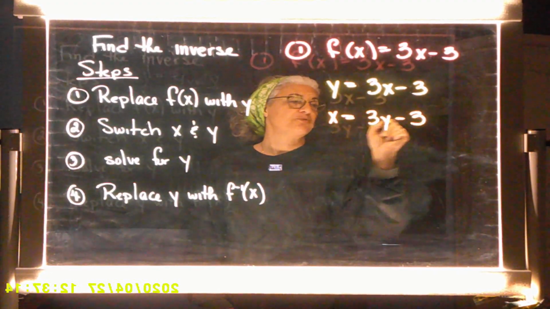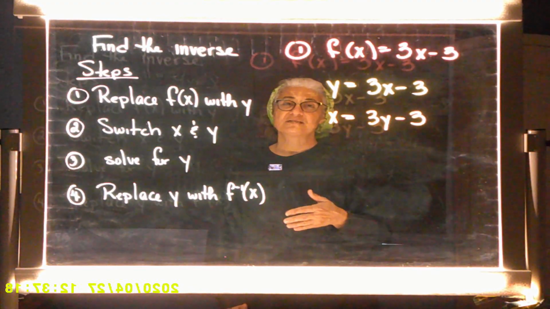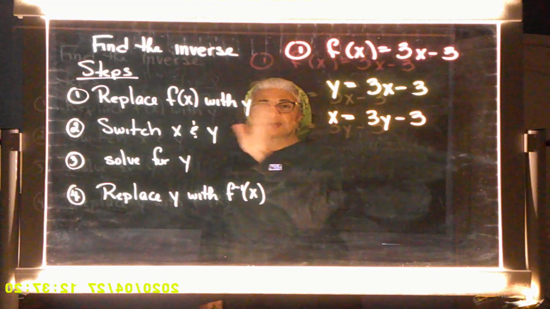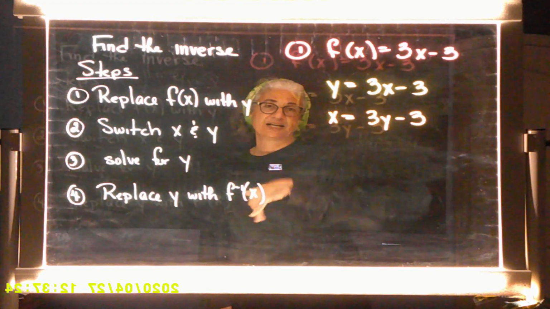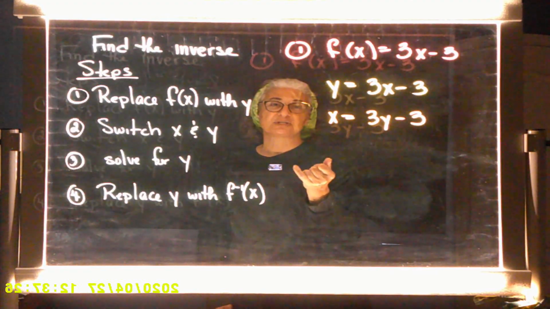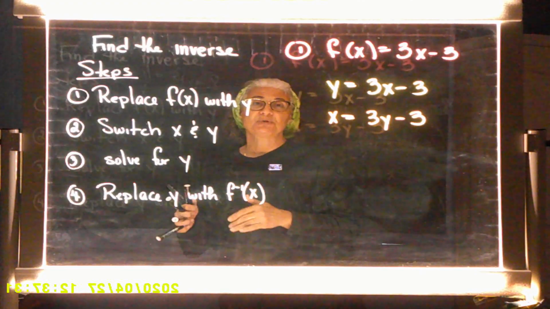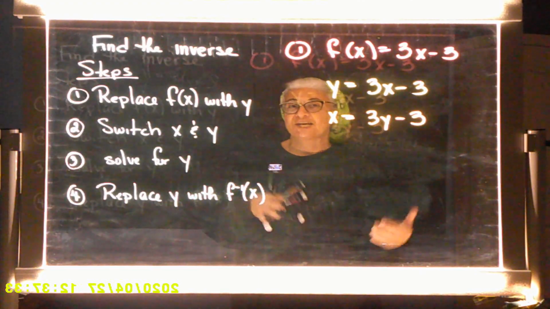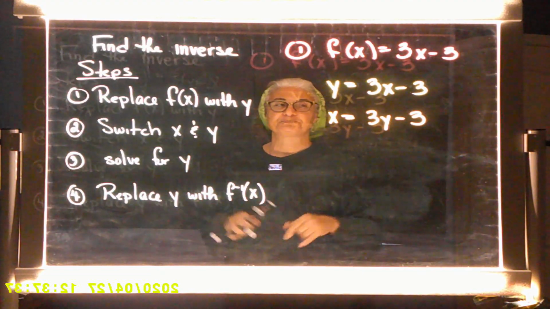And again, some of you may be going, why do we switch x and y? Remember what we said about inverses? What used to be the input is now the output, and what used to be the output is now the input. They switch around, which is the beauty of inverses. They switch on us. The input now becomes the output. The output is now the input. It switches on us, so this is actually a really good thing.